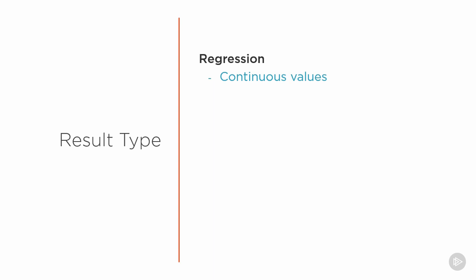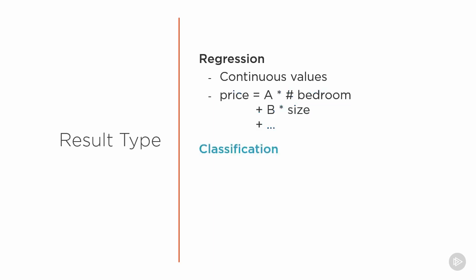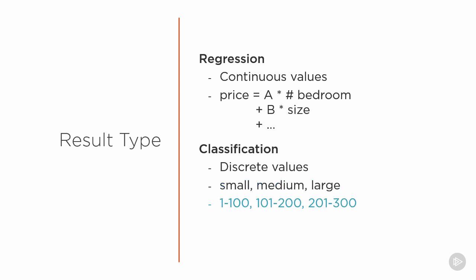Back in our example of determining the price of a house, we used the features of the house, size, number of bedrooms, etc. We put those features into an equation and produced a price. Any change in any feature resulted in a direct change in the price. In contrast, classification problems have a discrete set of values such as small, medium, or large, 1 to 100, 101 to 200, 201 to 300, and more importantly for us, true or false. Changes in a feature value may or may not change the classification.